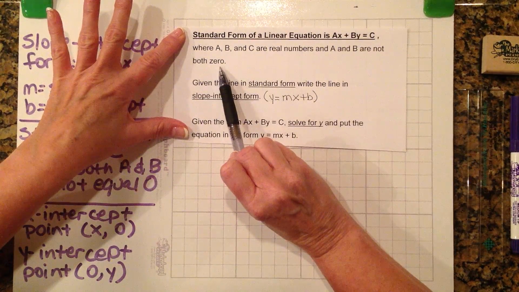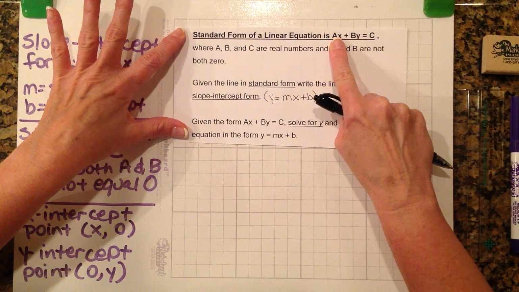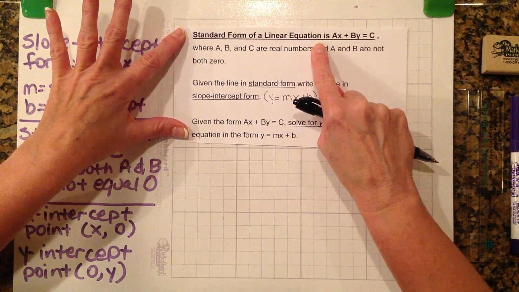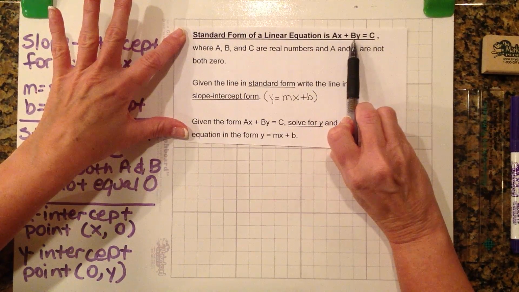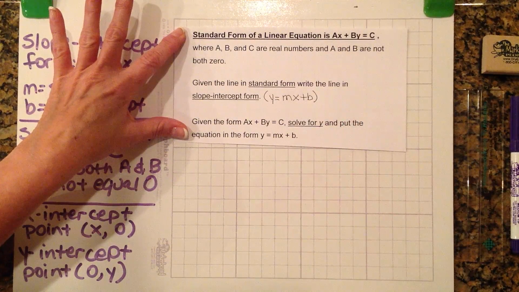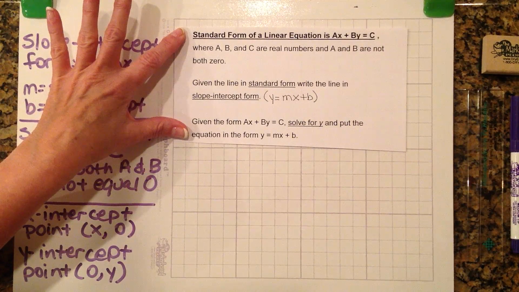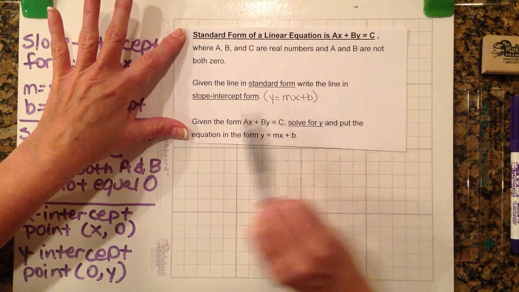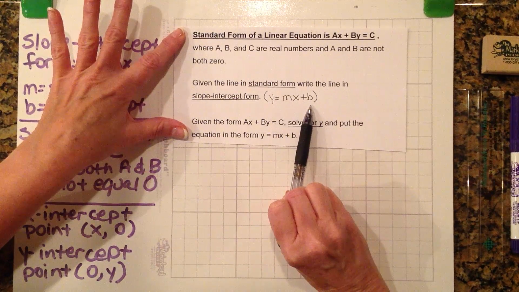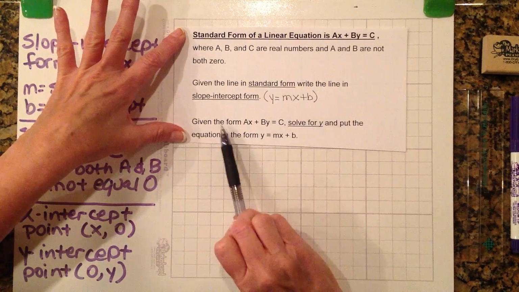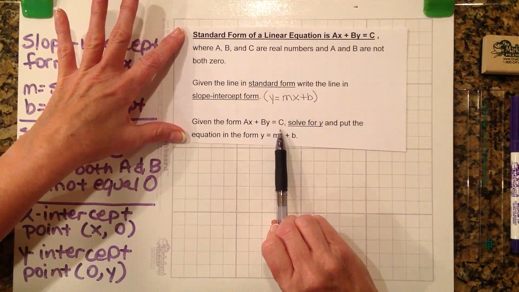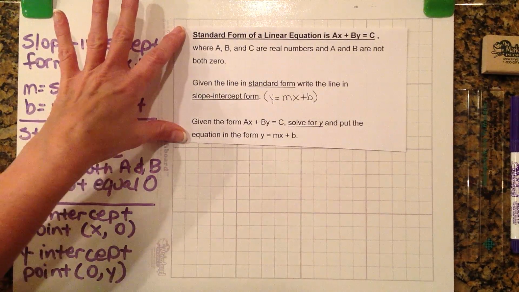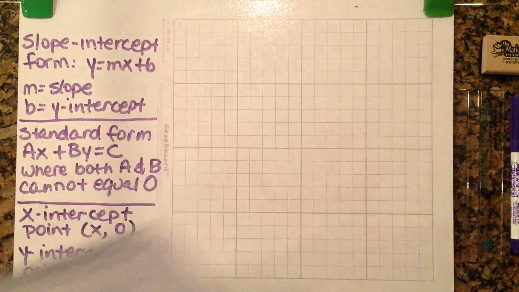And a and b are not both 0, because if both were 0, we would have 0 equals c, and that does not form a linear equation. So your a and your b both cannot be 0 for it to be a linear equation. If you're given a line in standard form, we're going to write the line in slope-intercept form, which is y equals mx plus b, so that we can graph it easily. I'm going to give you an example, and you're going to solve for y and put the equation in slope-intercept form. So let's start off with our first example.